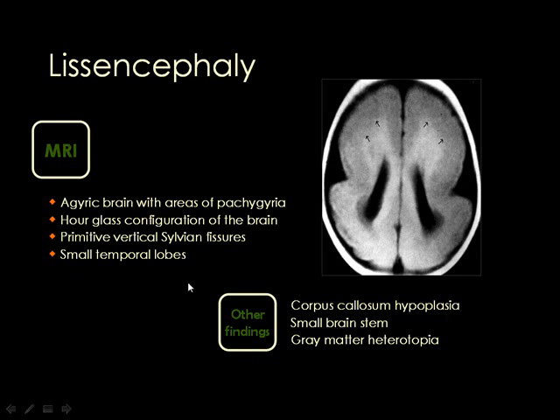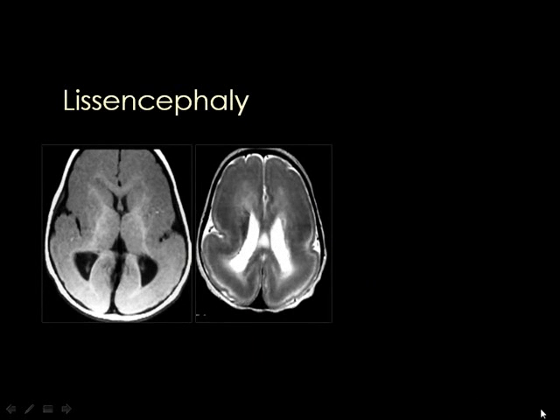Then these are the MRI findings: agyric brain with areas of pachygyria. Sometimes you can see a sulcus or two. Hourglass configuration of the brain due to shortening and the vertical orientation of the sylvian fissures. Primitive vertical sylvian fissures and small temporal lobes. Also, you may have corpus callosum agenesis, a small brain stem, and gray matter heterotopia.